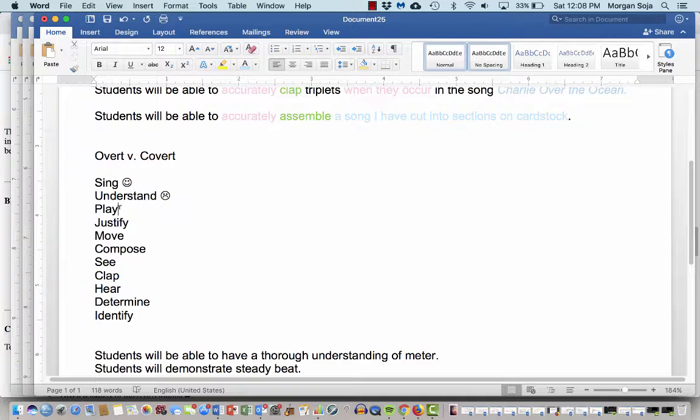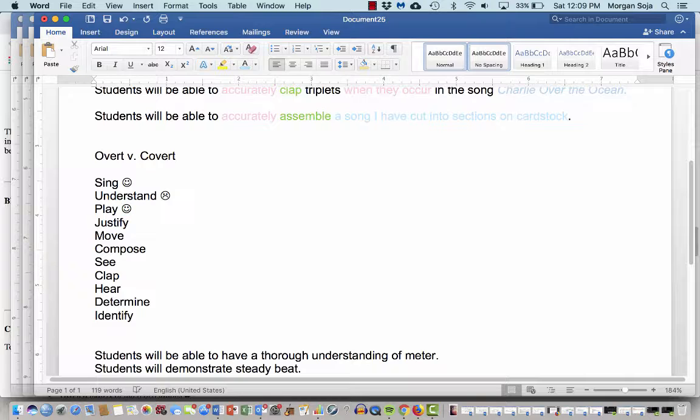Play. Well, that kind of depends on the context, right? If we're talking about playing an instrument, or play 5-note patterns on an Orff instrument or a recorder or whatever it is, then yes, there we go. But if we say the student will play the piccolo, well, okay, that's not a really well-written objective. So play can be one of those things where, depending on the context, it's great.